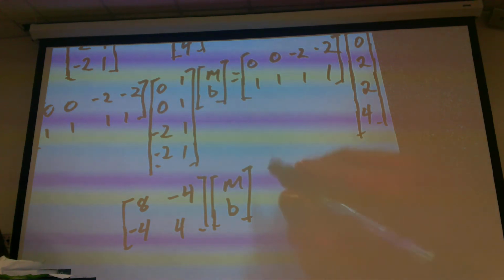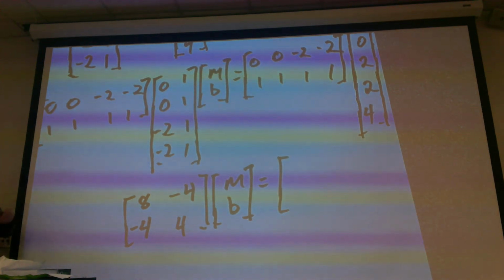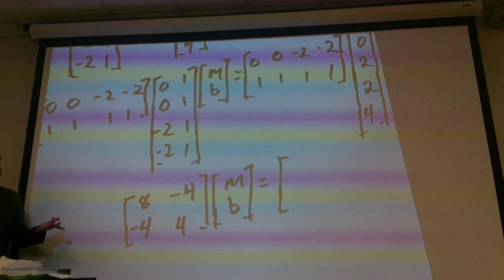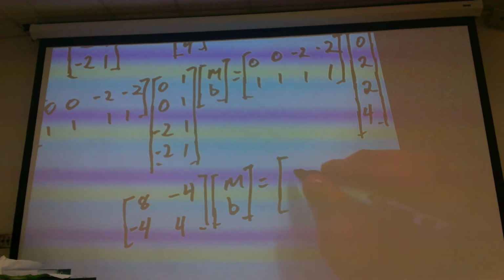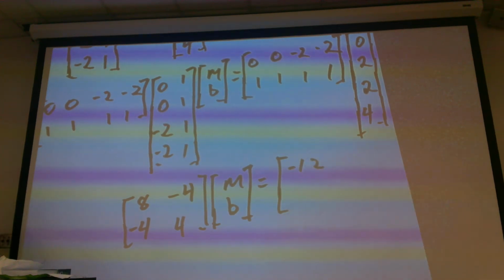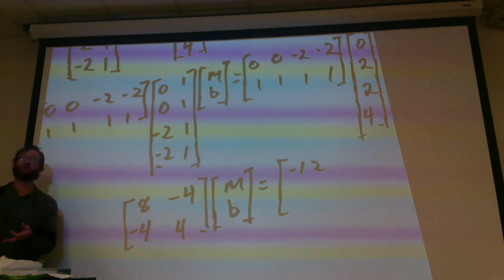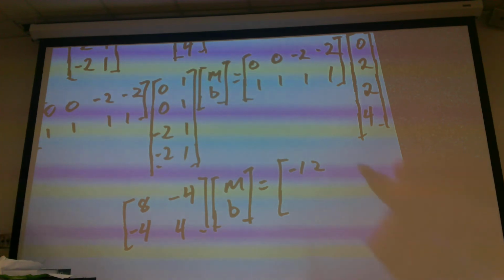Okay, so M and B. And so this thing is going to equal just something with 2 rows. So 0, 0, negative 2, negative 2 acting upon that. So that'd be negative 2 times 2, which is a negative 4. And then negative 2 times 4, which is a negative 8. So negative 4 plus negative 8 is negative 12. All right. And then 1, 1, 1, 1 acting upon that guy, it's going to be 2 plus 2 plus 4. So that's going to be 8.